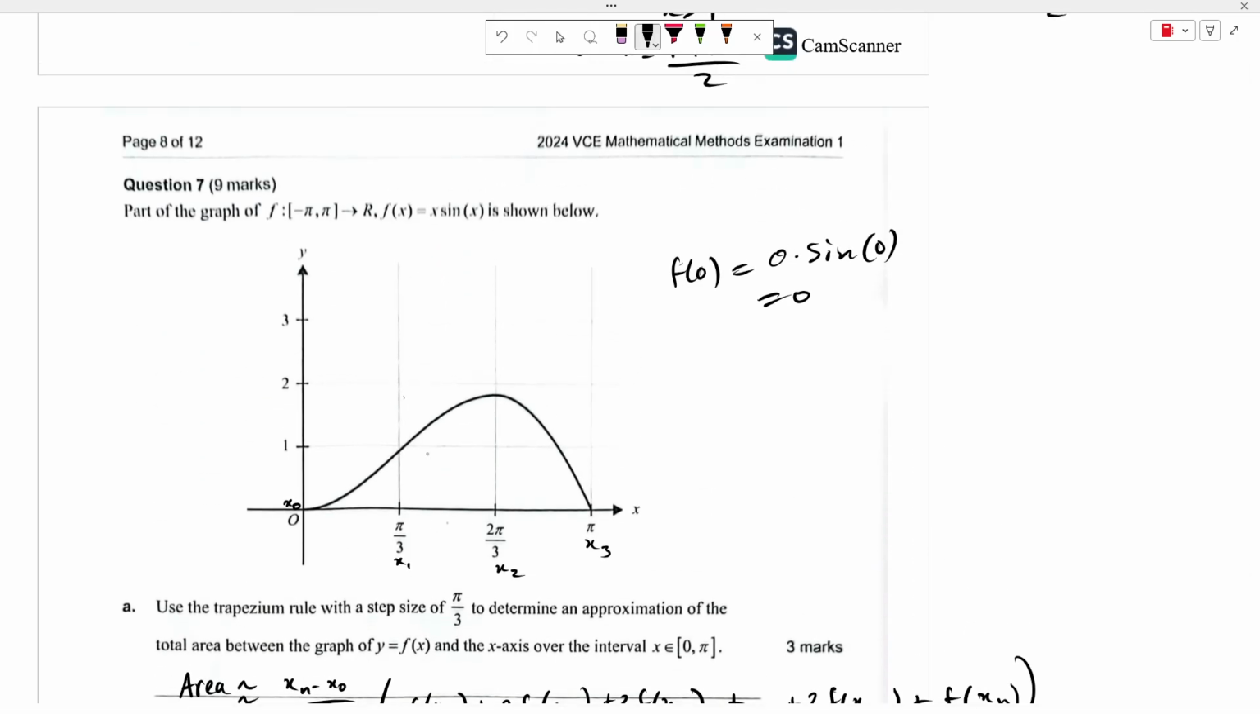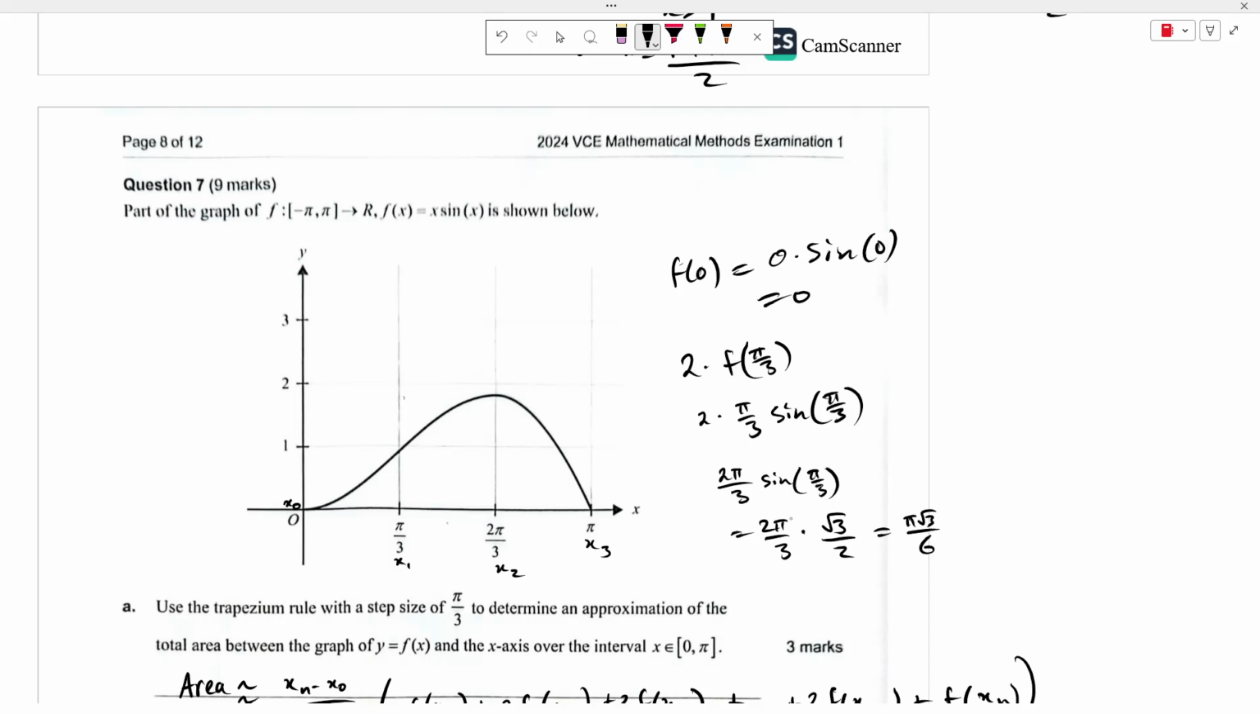Okay, plus 2 times f of x1. And x1 is pi on 3. So we get 2 times pi on 3 times sine of pi on 3. F of pi on 3 is going to be this right here. And you just want to multiply that by 2. So you get 2 pi on 3 times sine of pi on 3. And sine of pi on 3 is actually root 3 on 2. So you get pi root 3 on 6.